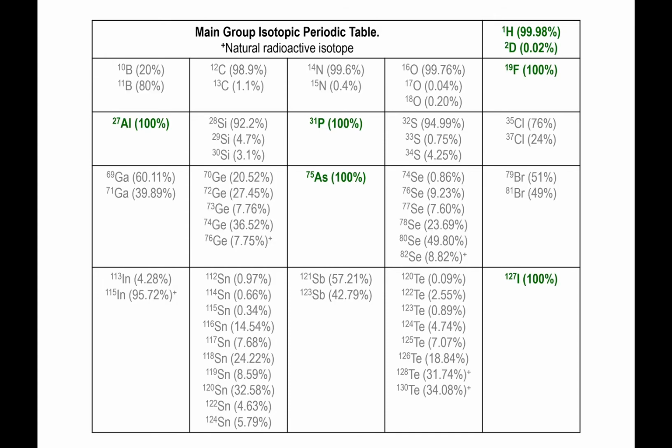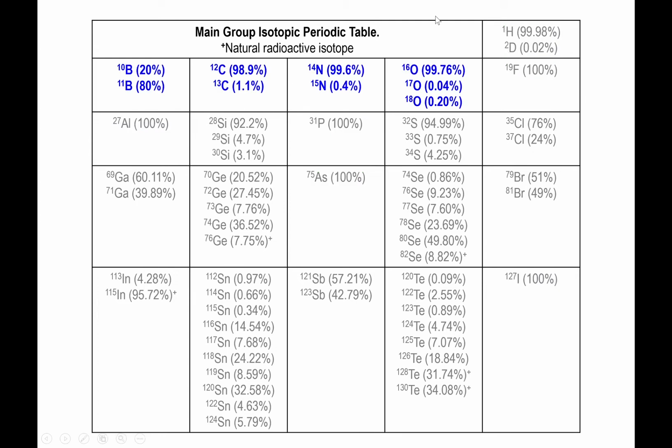So for instance, notice that aluminum, phosphorus, arsenic, iodine, they only have one natural isotope. And that isotope automatically dictates the mass of that entire element. But then you have other elements like even hydrogen, right? One of the isotopes is very small in quantity, so mostly protium, or hydrogen-1, is the one that determines the mass of hydrogen.